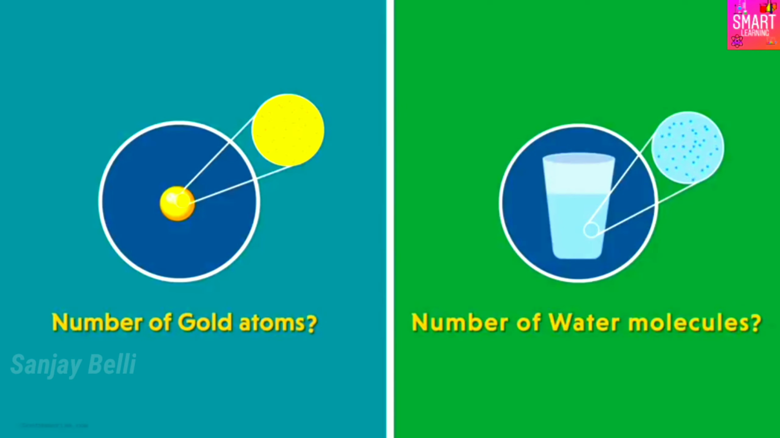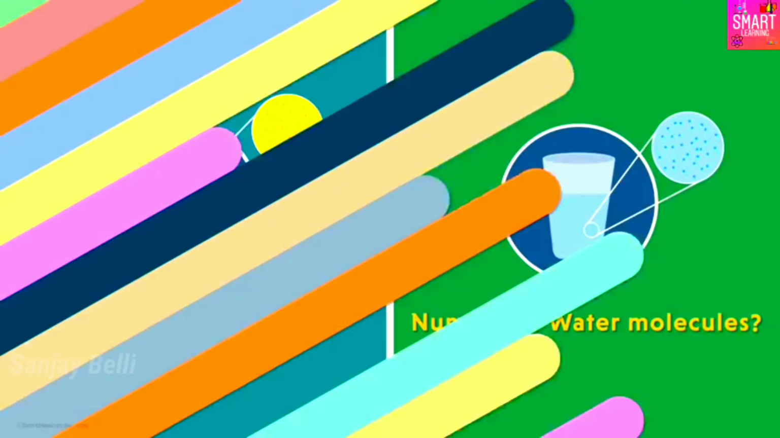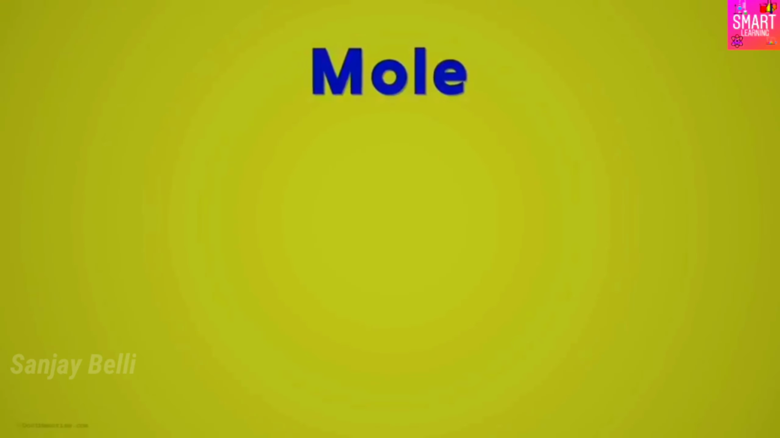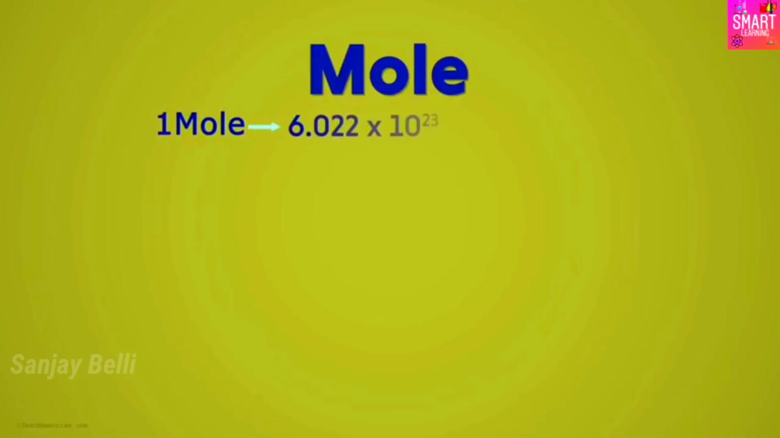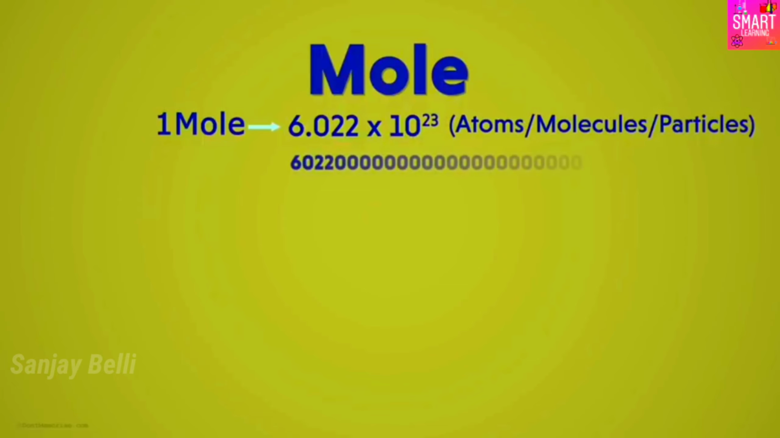But astonishingly, chemistry has an answer to this as well. That brings us to the concept of mole. What does it mean? It's very easy. 1 mole of anything has 6.022 times 10 power 23 atoms or molecules or particles present inside it. Isn't this number huge? If I have to write down the zeros, this is how big the number will look like. 1 mole of anything has these many particles.